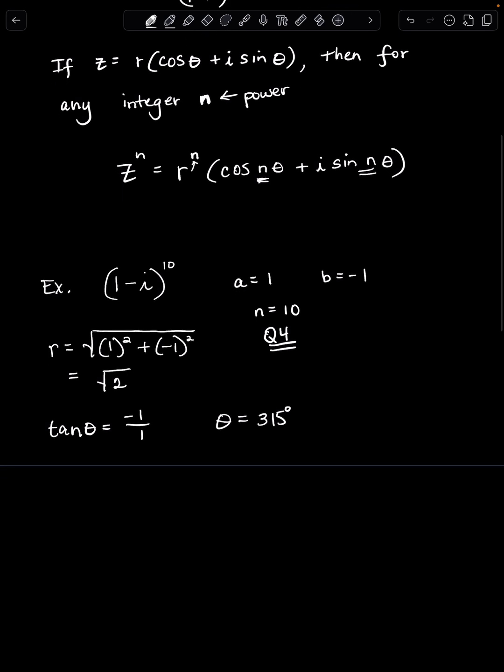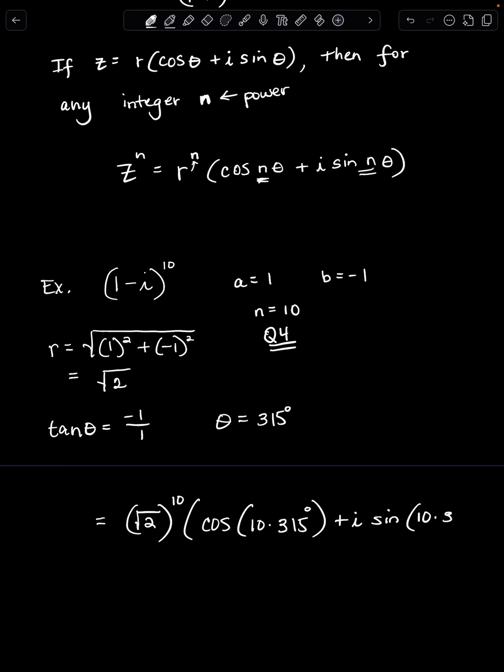All right, so now that I have r and theta, I can write it in polar form, and I'm also going to go ahead and raise r to that power. So I've got r, my r was the square root of 2 raised to the 10th, and then I've got cosine of, I'm going to multiply that theta by that same power, so 10 times 315 degrees, plus i times sine, and multiply theta by n again. Now this isn't like when we went from complex form to polar form, where we left it. This is actually evaluating. We're simplifying this, so we're going all the way with this.